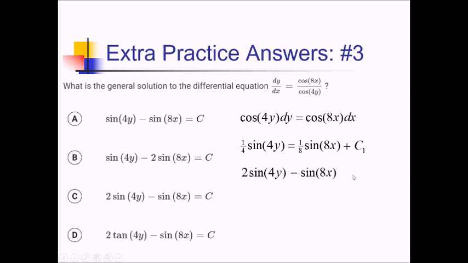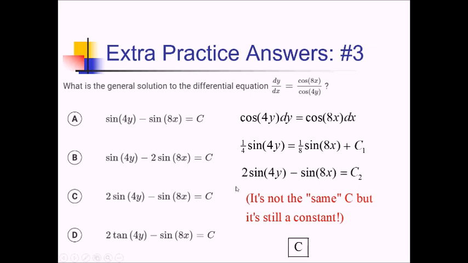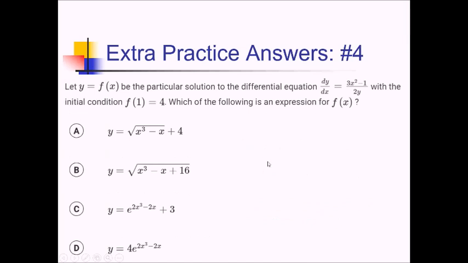All of that equals, well, I multiplied by 8, so this is no longer the same constant that was there, but it's some other constant, which I'll just call C2. It may not be the same C, but it's still a constant, so this works. So let's see what answer choice we have to pick. We need 2 sine of 4y. The only answer choice that even has that is going to be C, and it has the rest of it too. So choice C.